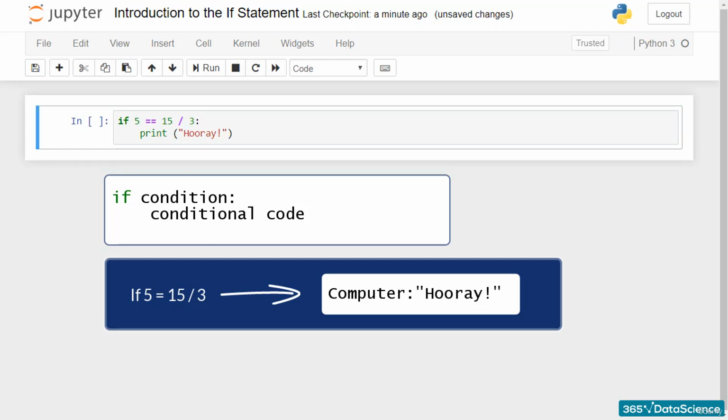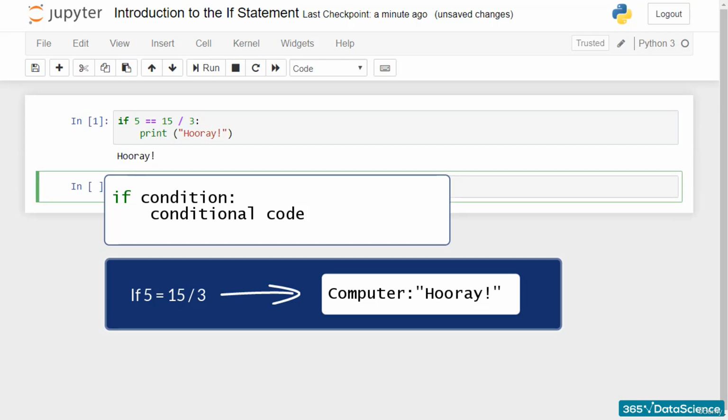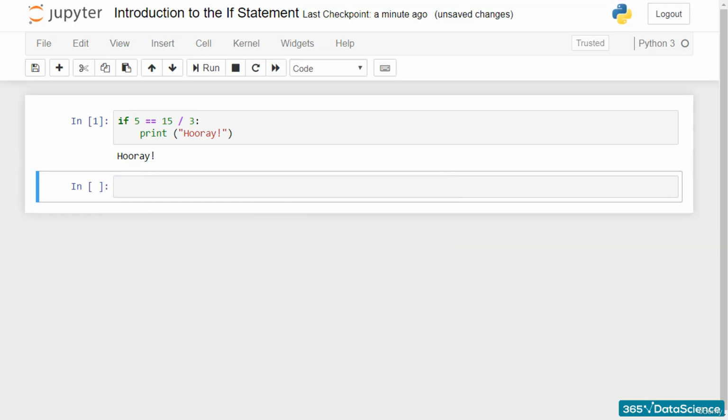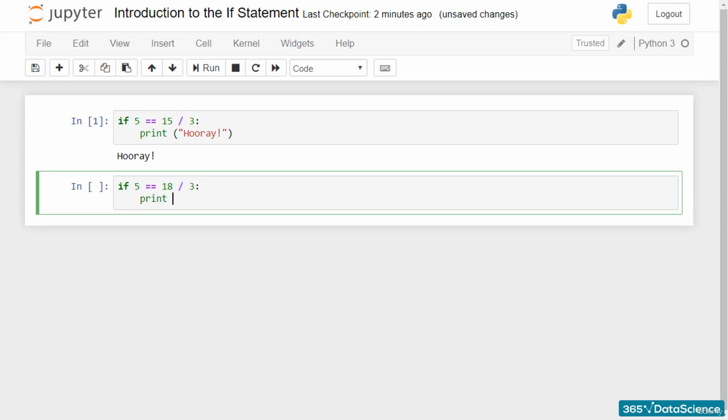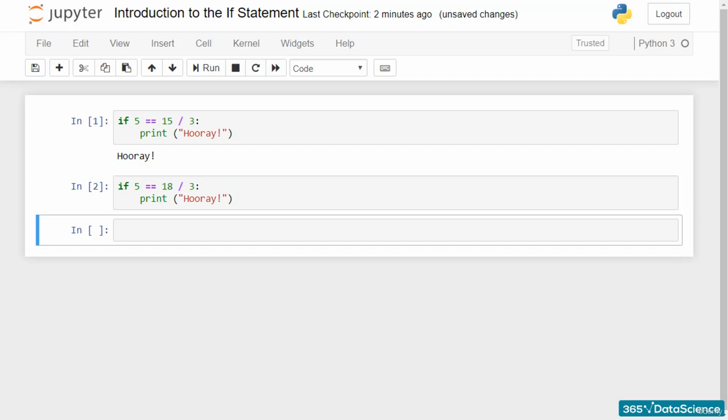Now this should work correctly. Yes, 5 is equal to 15 divided by 3. Hooray! Will it work if we check for 5 being equal to 18 divided by 3? It is not supposed to since 5 differs from 6. We got nothing because we have not told the machine what to do if the provided condition is not satisfied. So, there is no reason for the machine to print out hooray.